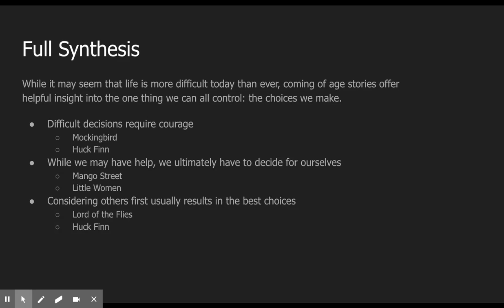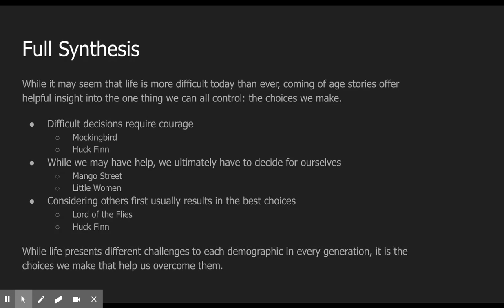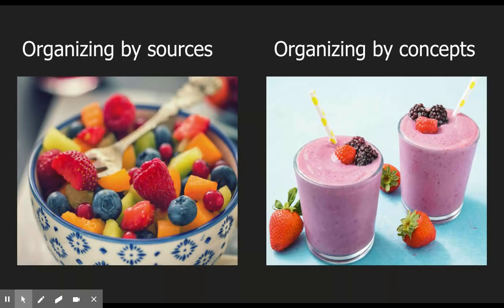And now what do I do? Well, to conclude, I can go back to that first slide that had the two options for my thesis, and I can offer a concluding claim that is not redundant. It's from the same stance as my central claim, but it's a different stasis category. Now we're moving from a value claim to a claim of fact. It's a little broader. While life presents different challenges to each demographic and every generation, it is the choices we make that help us overcome them. I've got a nicely blended synthesis essay.